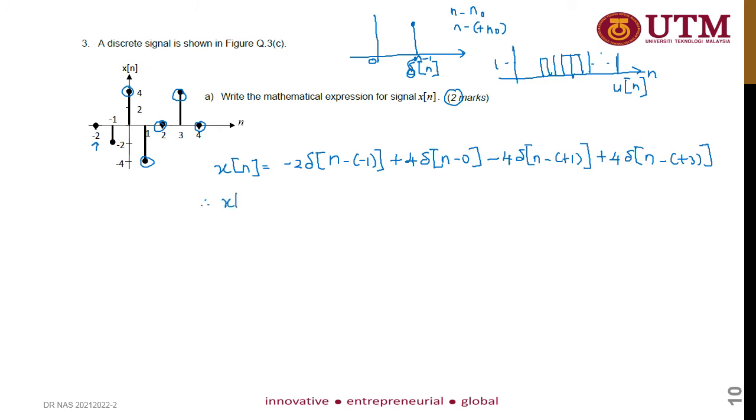So your xn is equal to minus 2 delta n plus 1, plus 4 delta n, minus 4 delta n minus 1, and then plus 4 delta n minus 3. So this is your equation for signal xn. You can get 2 marks out of this equation.